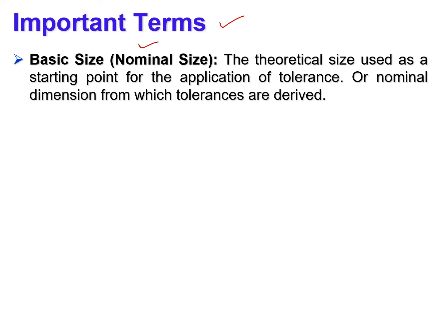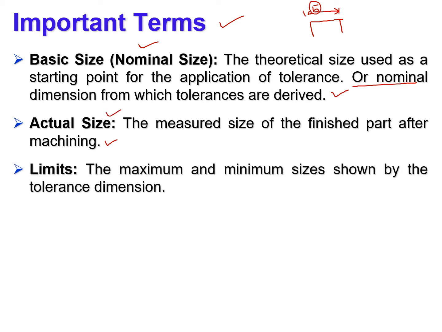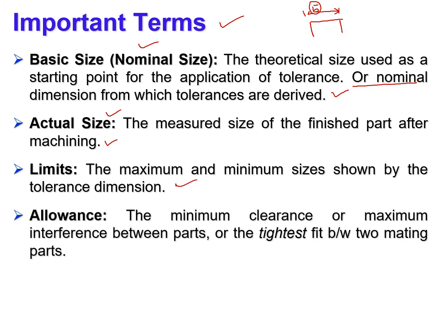One is the basic size. What is the basic size? The basic size is the theoretical size used as a starting point for the application of a tolerance. That is the starting dimension. For example, we said in the earlier example that the starting dimension is 5. So that is my basic size, or the nominal dimension from which tolerances are derived. Then the actual size: this is the size after machining, that is, when we machine a part, the size of that certain part is the actual size of the object. Then we have limits, the maximum and the minimum size shown by the toleranced dimension, and the allowance.